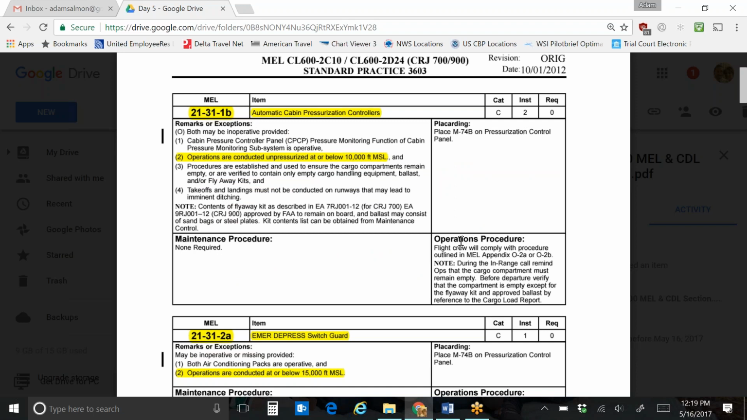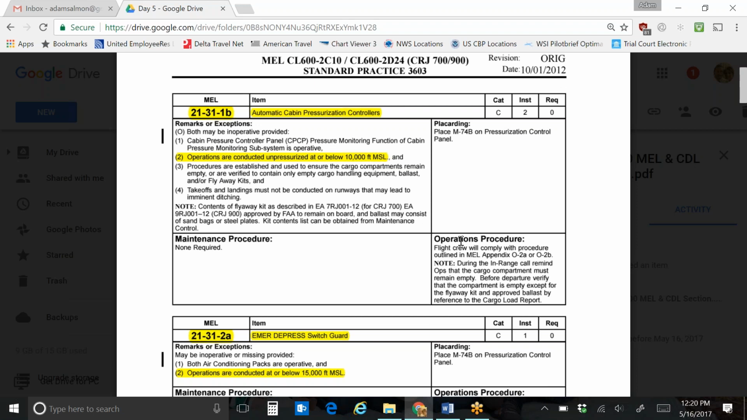MEL 21-31-1 Bravo. It's automatic cabin pressurization controllers. So the remarks and exceptions say both may be inoperative provided, and then it says cabin pressure controller panel pressure monitoring function of cabin pressure monitoring subsystem is operative. Okay, that's something that the flight crew checks. This next one, though, I've highlighted. Number 2 says operations are conducted unpressurized at or below 10,000 feet mean sea level. And then the rest of it, which is unhighlighted, is just pertaining more to the crew.